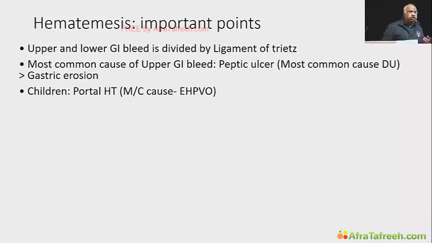Can you tell me which artery bleeds in duodenal ulcer? Gastroduodenal. And gastric ulcer? Left gastric. So gastric ulcer, left gastric artery, and duodenal ulcer, gastroduodenal artery. Duodenal ulcer bleed is much more common. So in children, most common cause of upper GI bleed is portal hypertension. And what is the most common cause of portal hypertension in children? Extrahepatic portal vein obstruction, called EHPVO.